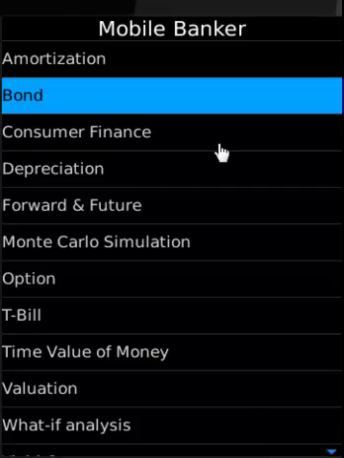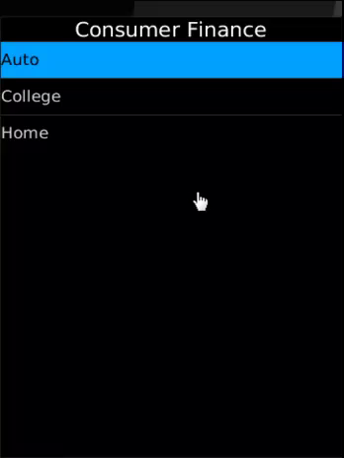So with this, we just covered the bond application, which calculates the straight bond value, convertible bond price, the bond volatility, accrued interest, and provides you different charts. Thank you.